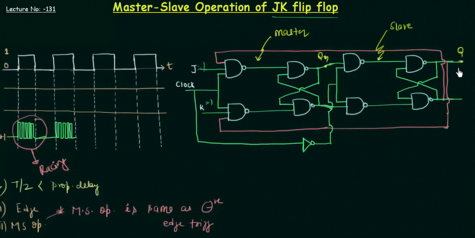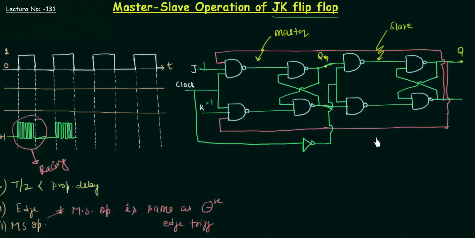But there is one interesting thing going on: when this output changes, we are having feedback here, but the clock is low, therefore this master is not operational, so there is no effect of feedback. We have eliminated the effect of feedback and hence the racing. So what actually is happening in this circuit is that instead of the output changing continuously from 1 to 0, the output changes once in a clock cycle. This is the advantage of this circuit, and that is called toggling.